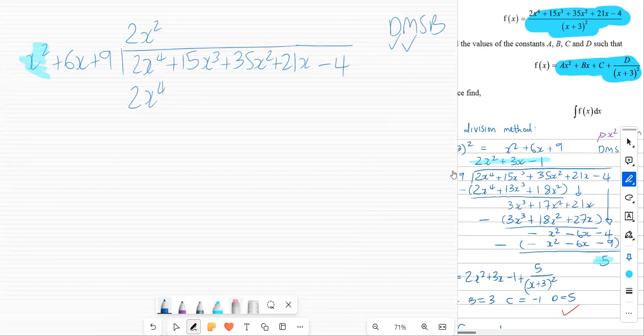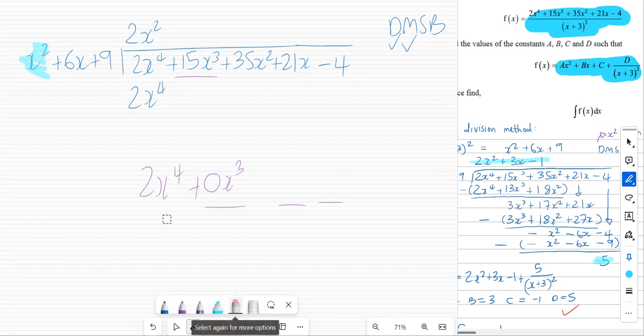Just when you do this, very common error, make sure you have, for example, if you didn't have an x^3 term, just say plus 0x^3, okay? Or leave a space, but make sure that you leave a space for everything when you're setting this up. This one is perfect. There's no problems here.